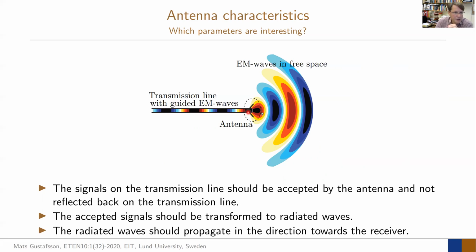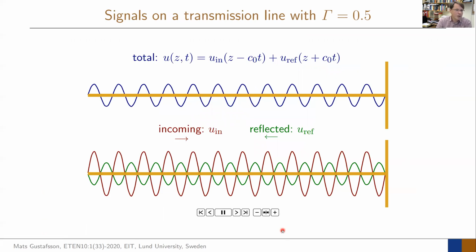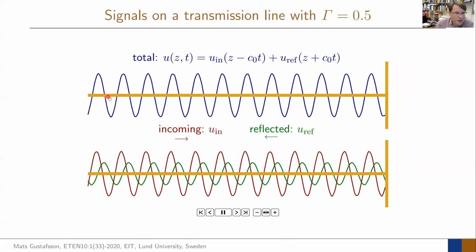All energy that comes into the antenna should be transformed to radiated waves, and this should then propagate in the direction of the receiver. A typical case here, which should also be in the movie, I think, if you open the PDF files, shows what happens on a line that goes to the antenna.